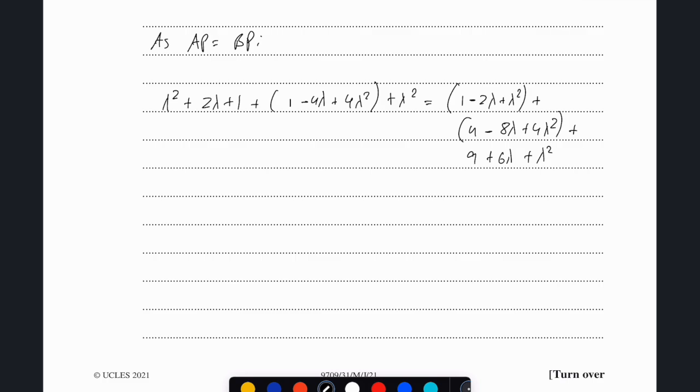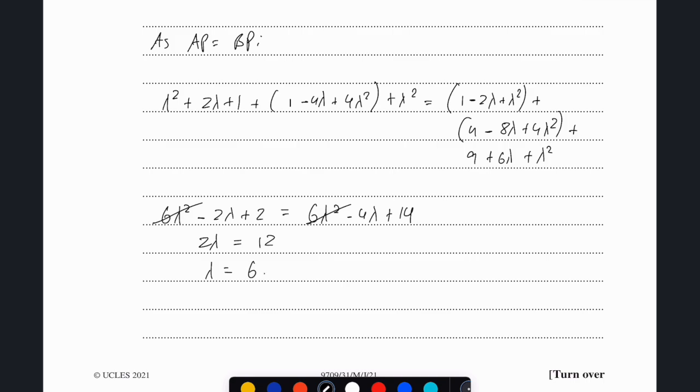Now if we do that, what we get here is 6 lambda squared minus 2 lambda plus 2 is going to equal 6 lambda squared minus 4 lambda plus 14. Now 6 lambda squared is going to cancel, so therefore we get 2 lambda is equal to 12, which means that lambda is equal to 6.